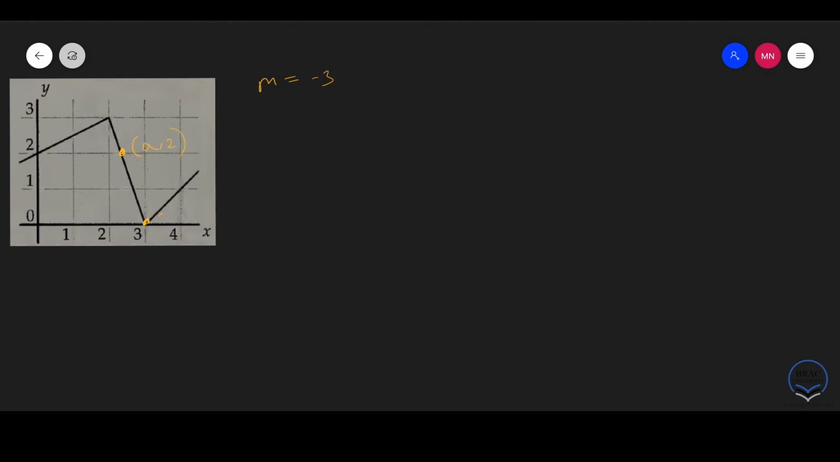Now what we can do is find the equation of this straight line between these 2 points. We can find the equation of our straight line by using the point slope form of a straight line. So the point slope form looks like this: y minus y1 is equal to m times x minus x1. For the values of y1 and x1, we can consider any point that lies on the straight line.